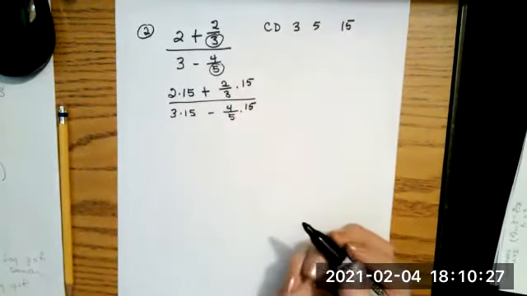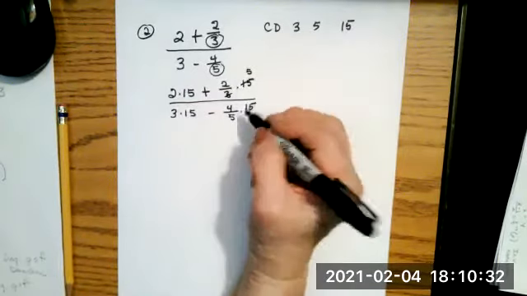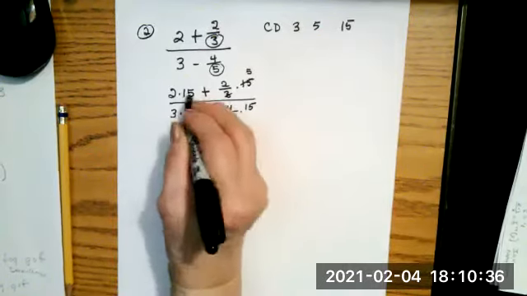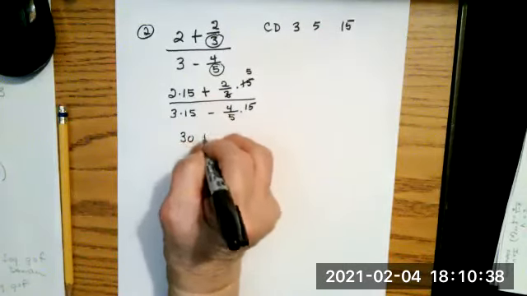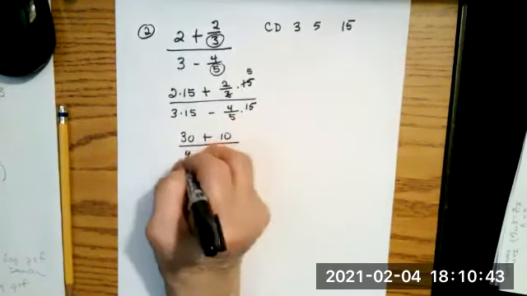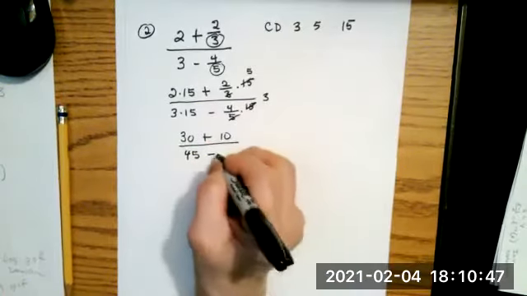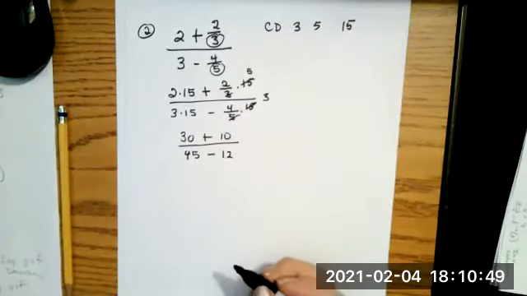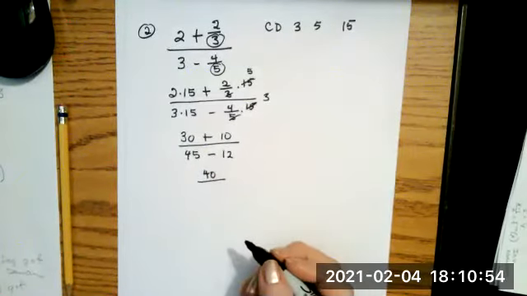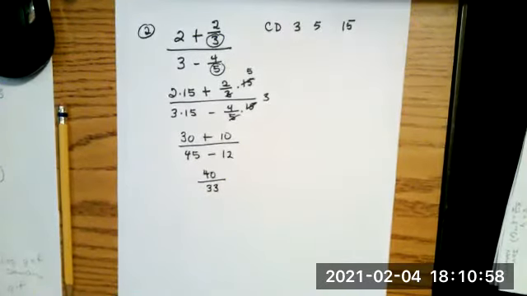Some of you may recognize this problem as one that you had. 3 will go into 15 5 times. So 2 times 15 over here is 30, plus 2 times 5 over here is 10. 3 times 15 is 45, minus 4 times 3 is 12. So it looks like I have 30 plus 10, which is 40. And 45 minus 12 is 33, if I'm not mistaken.